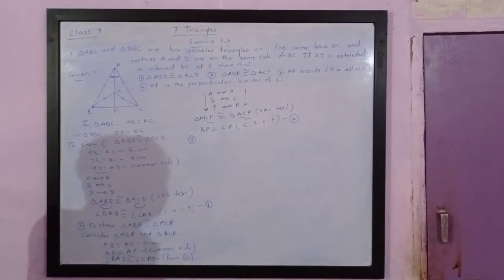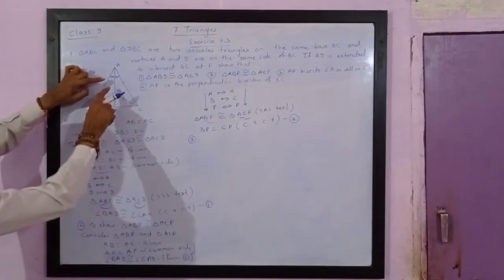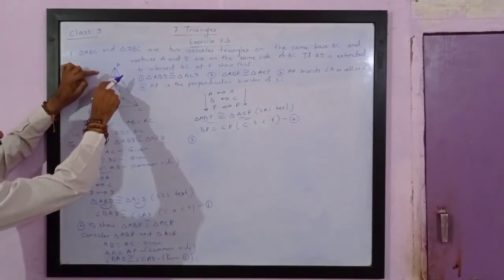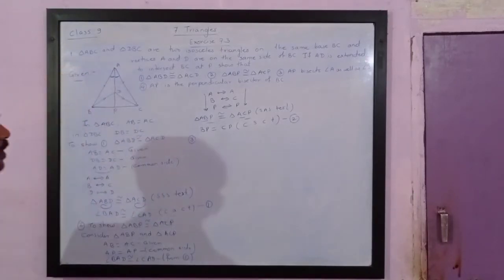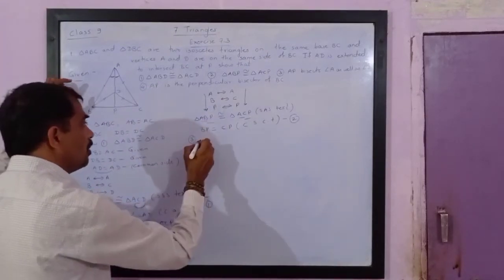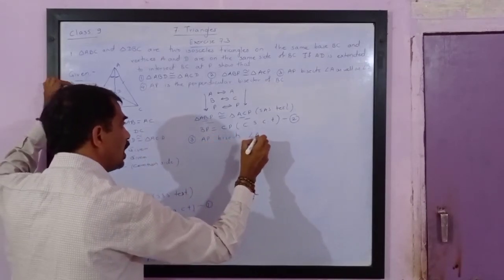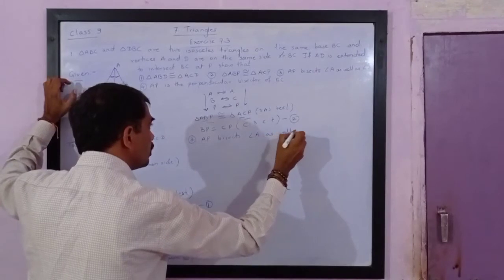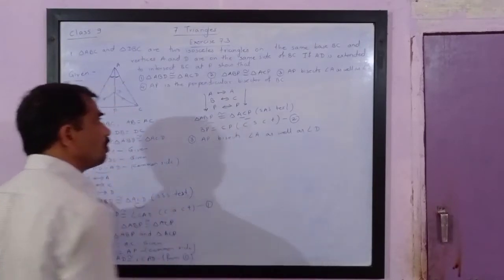AP bisects angle A as well as angle D. So we have already written result 1. From result 1, angle BAD is equal to angle CAD. It means this AD bisects angle A. If AD bisects angle A, it means AP also bisects angle A. So we can say the third result is AP bisects angle A as well as angle D. So we will first prove the first part.